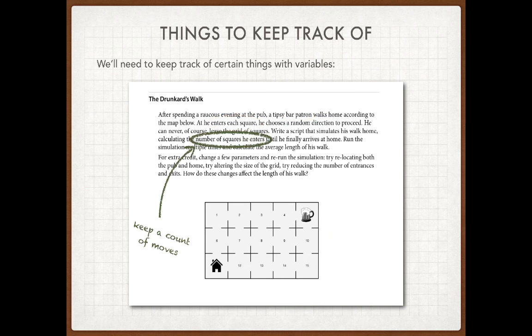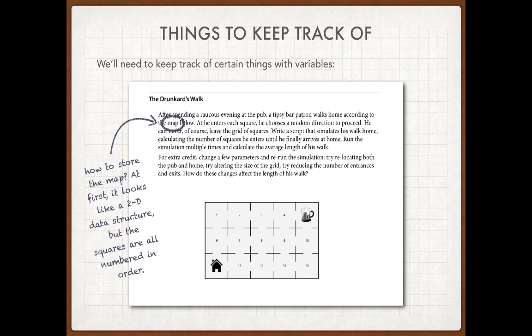Obviously, the whole goal of the simulation is to count how many squares he enters. So we'll have to keep a count of the number of moves, right? And so every time he moves, we're going to add 1 to that number. So that's something that we're going to be incrementing. And then obviously at the end, that's the thing we really want to know, right? How many moves did it take?